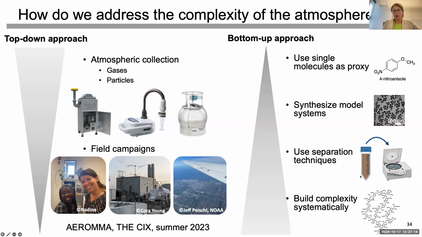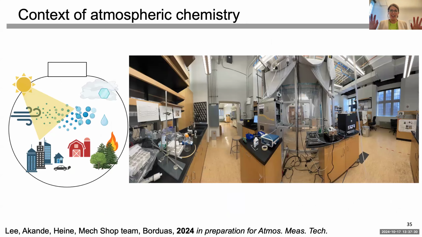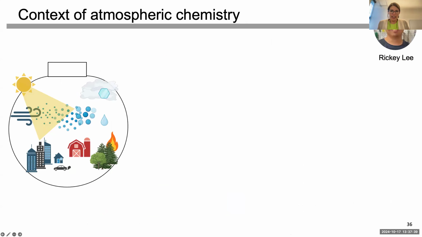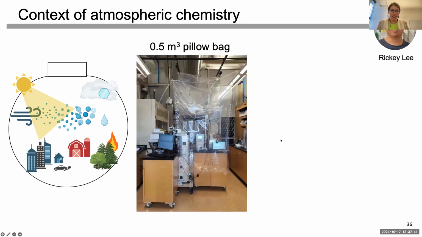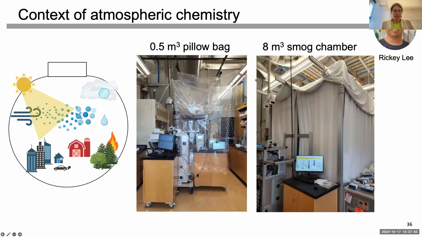We also use lots of separation techniques and analytical techniques to try and build complexity. So this is an example of a molecule of lignin from, again, the context of forest fires. So these are the two approaches. And as I've shown you already, this is a picture of my lab. And maybe I have a few more pictures. I want to show you this chamber that we've built. And this is the work done by a master student, Ricky.